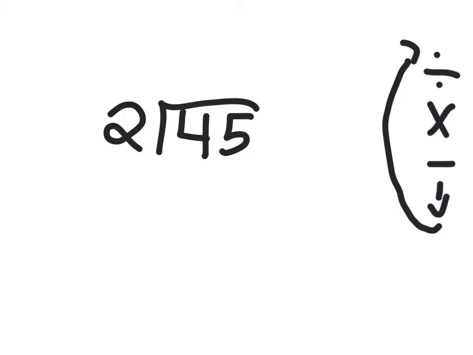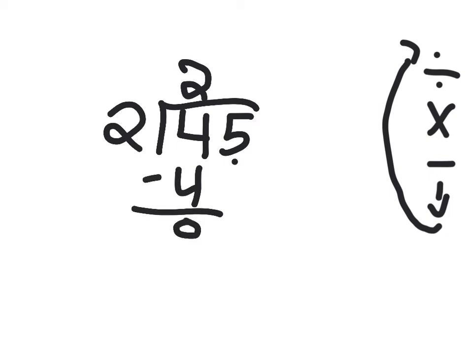So our first one, we need to divide 2 into 4. 2 goes into 4 2 times. Then we multiply. 2 times 2 is 4. We subtract, we get 0. Then we bring down the 5.